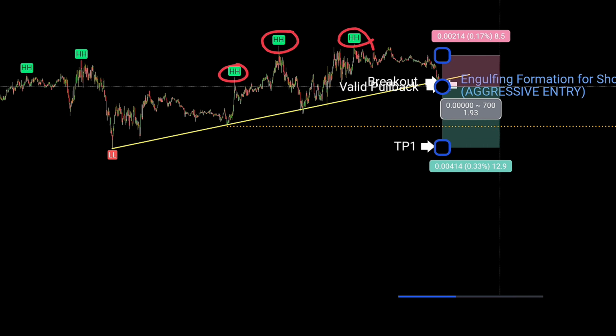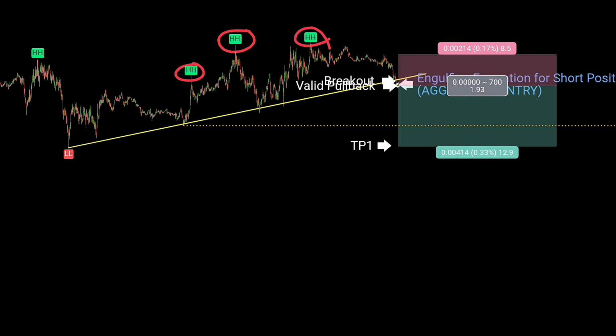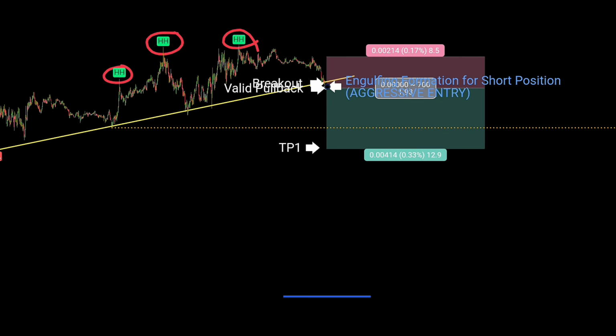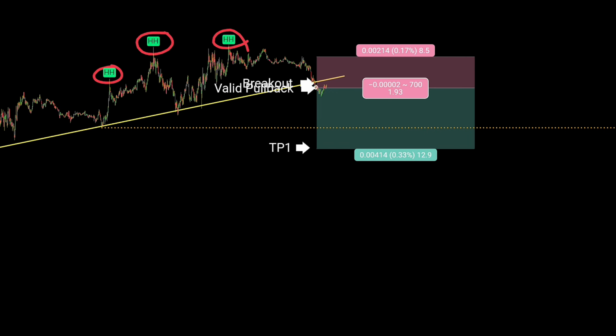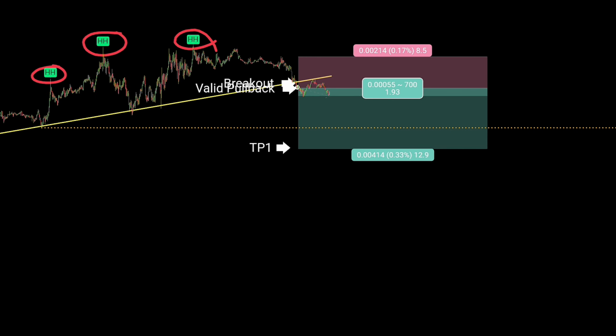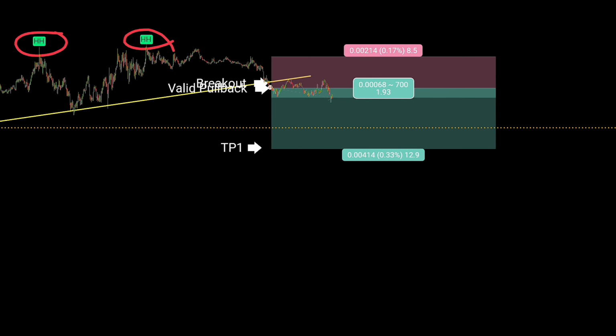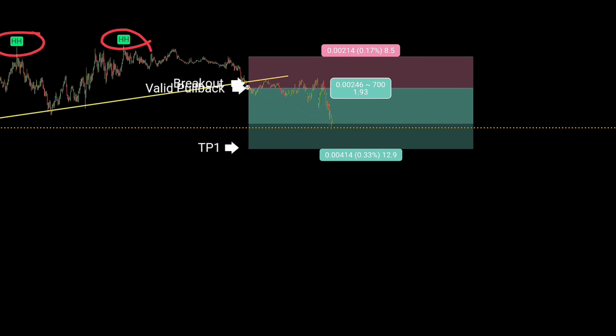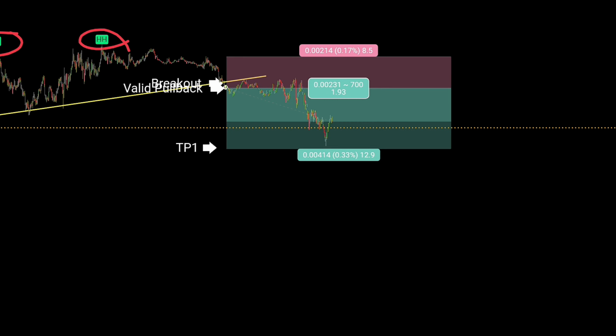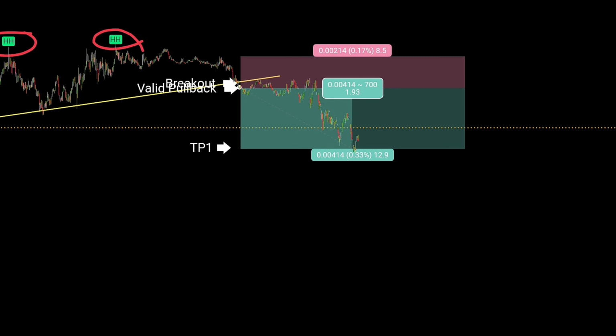To save time, I will fast forward the development of the trade. Let's follow along together. It was a flawless trade, and we hit our target. Let's see what happened next in the price action.